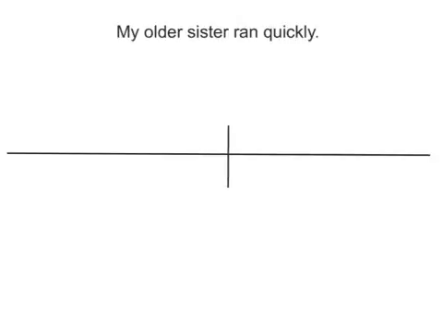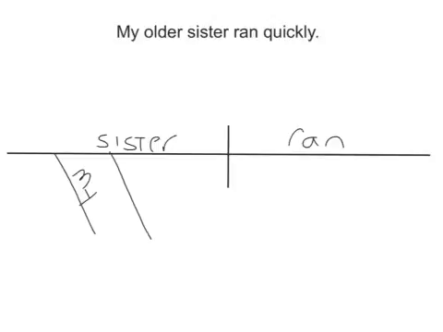And so we ask ourselves, what is this sentence about? It's about sister. Okay, what did my sister do? She ran. So that's our subject and verb. Then we say, well, what about the sister? It's my sister. So my would be here. And what else do we know about the sister? Oh, she's the older sister. So older would go on the line as well. What did she do? She ran. How did she run? Quickly. Okay, so that's how we would diagram this.